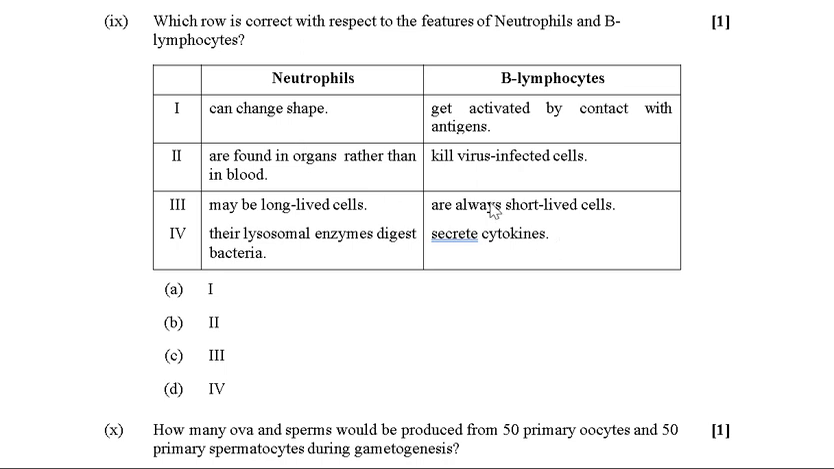Here, the statement that neutrophils can change shape is correct. And B lymphocytes mainly help in antibody production, and for this antibody production, B lymphocytes get activated by contact with antigens. So these two statements are correct for neutrophils and B lymphocytes. So I am taking option A. This is the correct answer of this question, where both the statements for neutrophils and B lymphocytes are correctly given. So the answer is A.